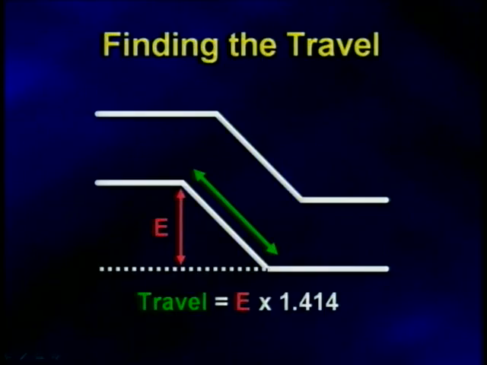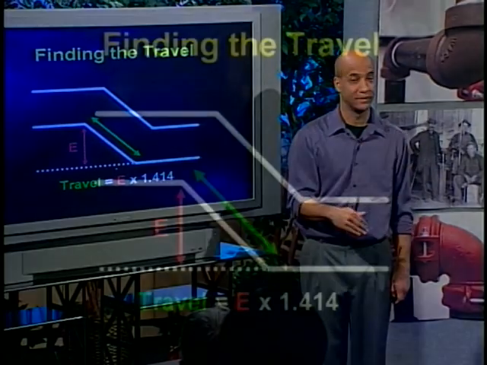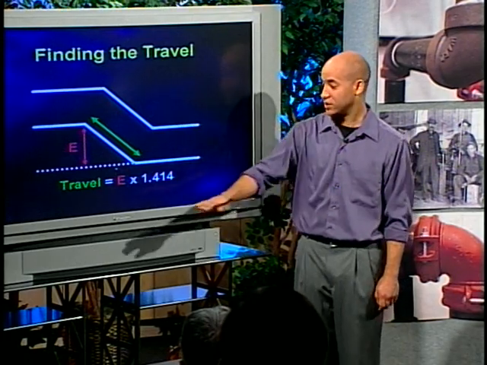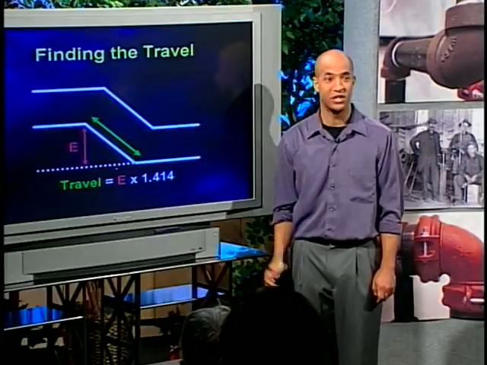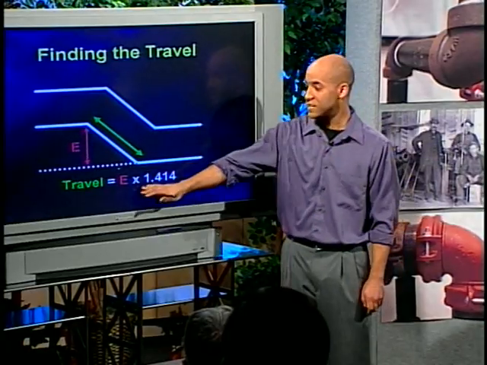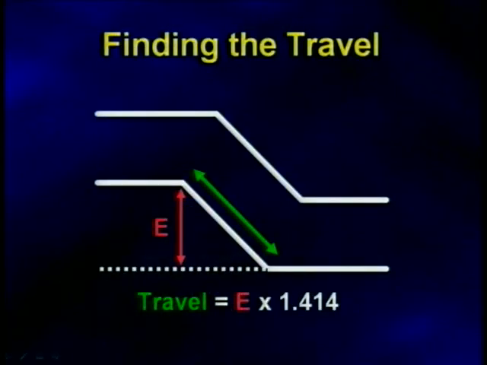So this is going to be a 45-degree triangle, and you can think of E as the set of that offset. So we're given the set, and we need to find the travel. And from that triangle multiplier table, you'll see that if you multiply the set by 1.414, you'll get the travel. So we're going to use this formula to find the travel of the pipe.